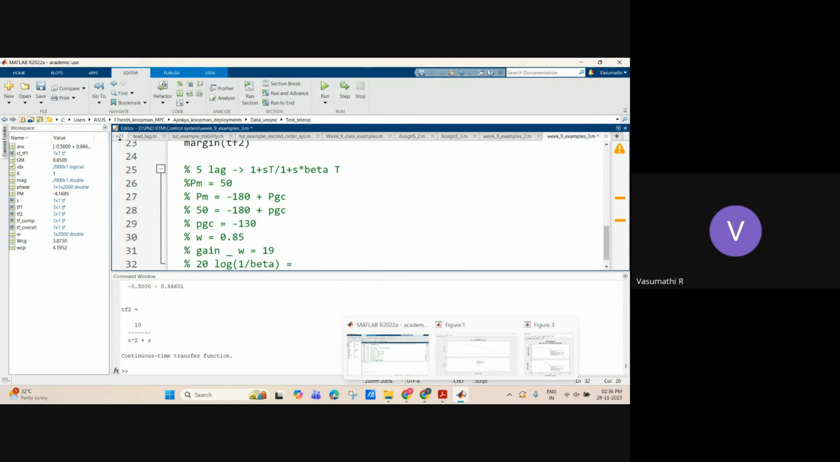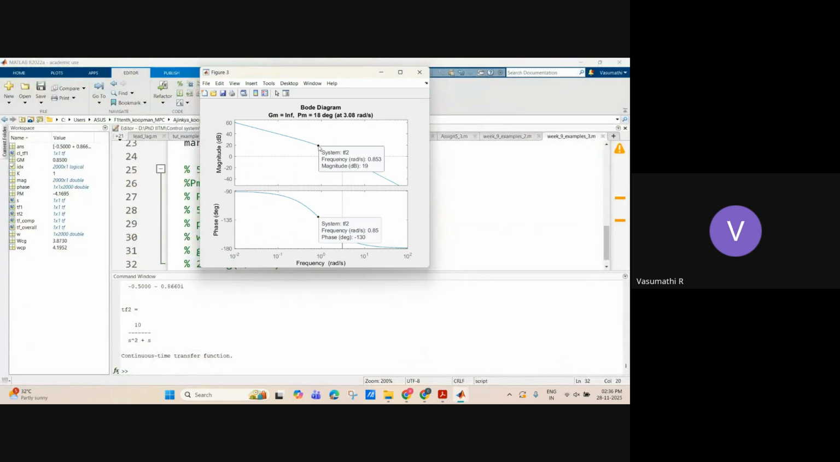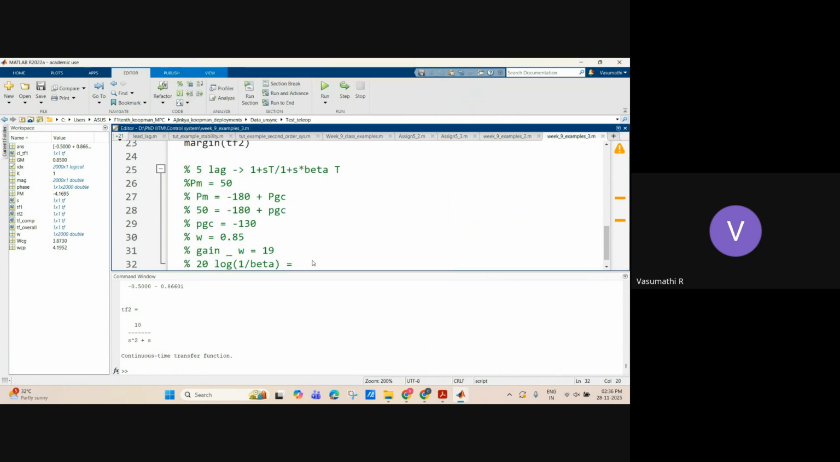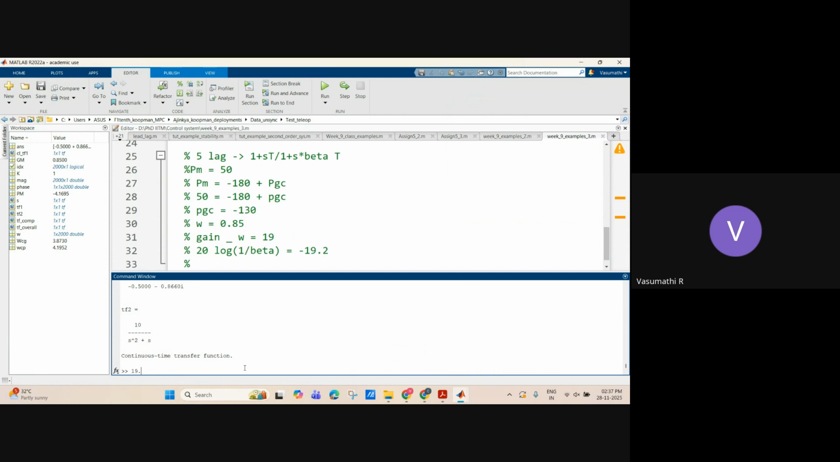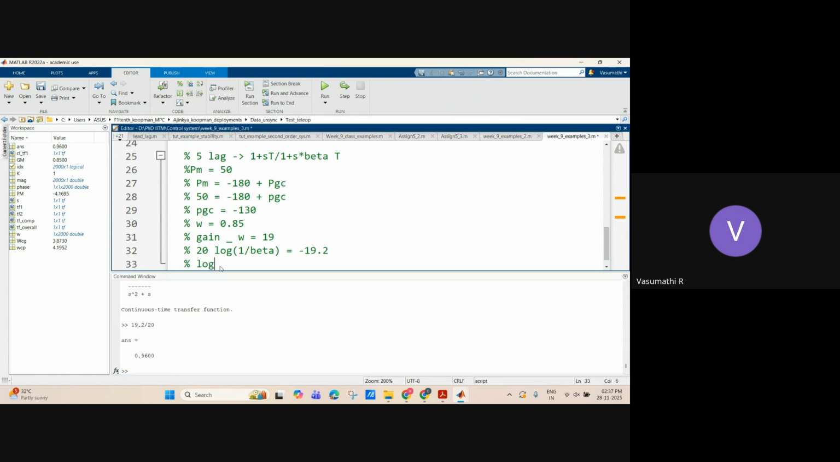The magnitude, how much did I find? It's 19, right? Actually, negative is there. Minus is there for the lag compensator. It is correct, calculate with minus only. So this will give me 19.2 divided by 20, you will get 0.96. Log of 1 by beta is equal to 0 minus 0.96.